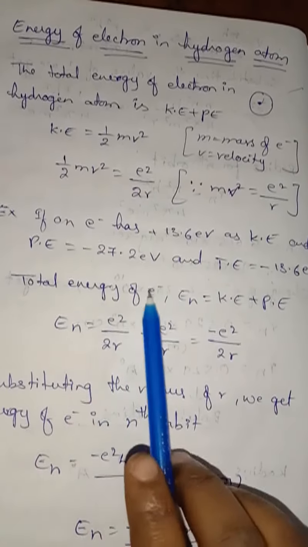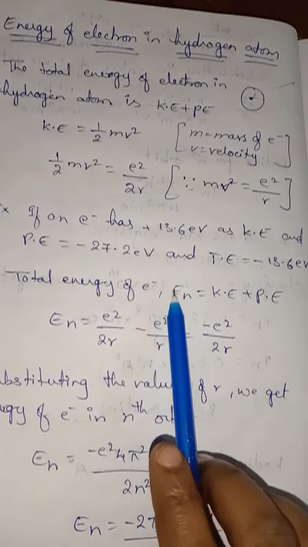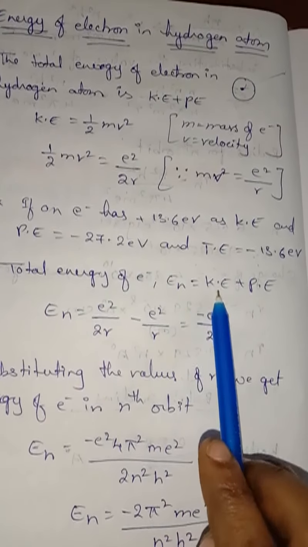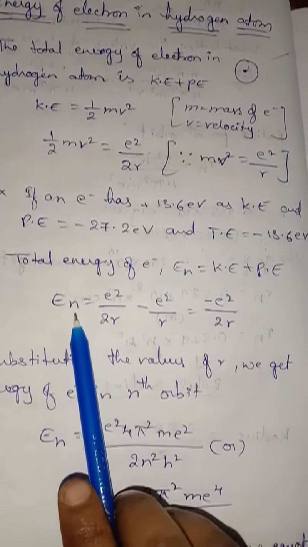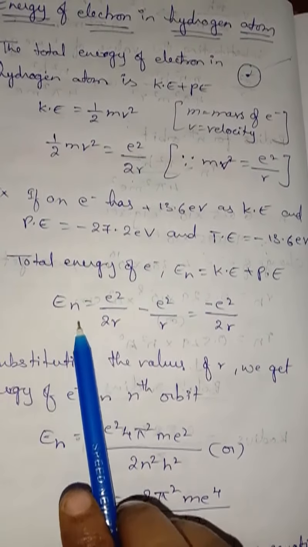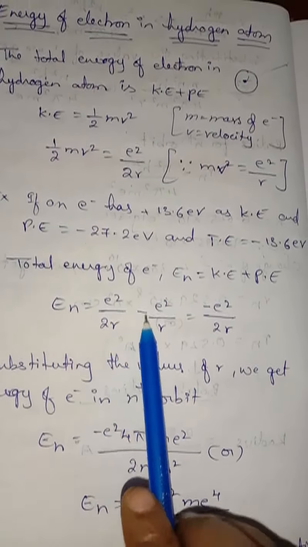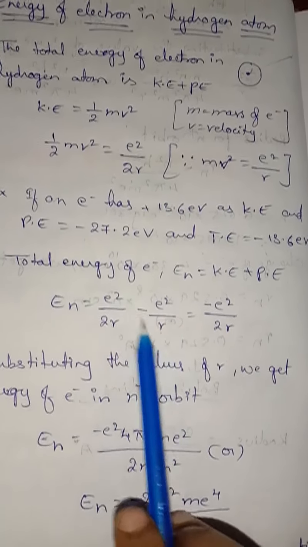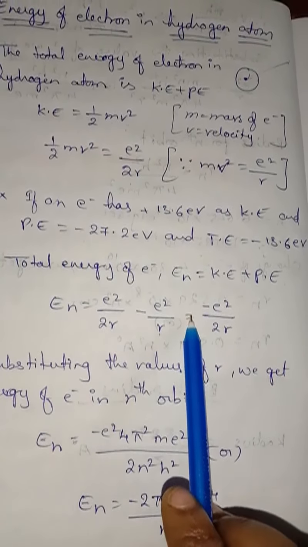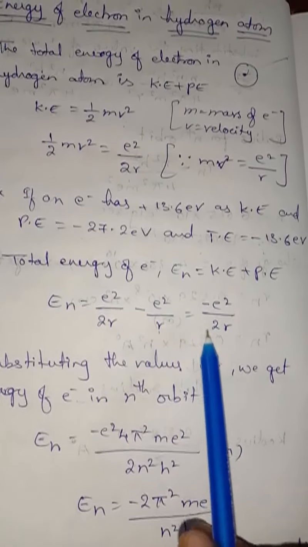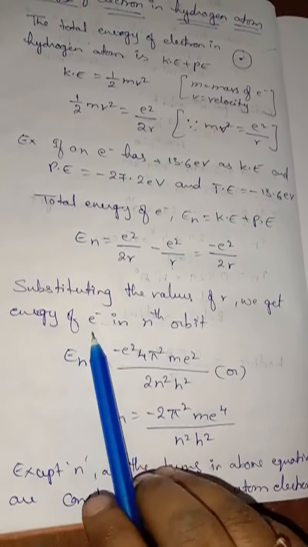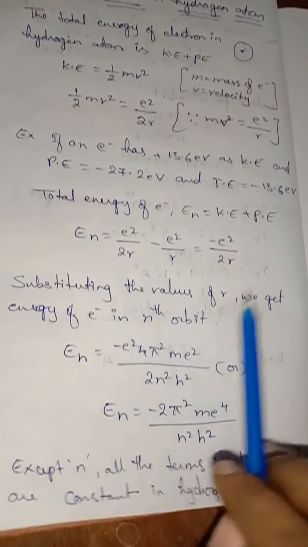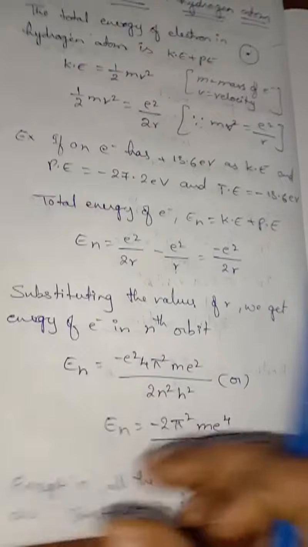The total energy of an electron in nth orbit equal to KE plus PE. So for this expression, En means nth orbit I said. So En equal to e square by 2r minus e square by r, so that you can write it as minus e square by 2r. Understand, children? So substituting the values of r, we are going to get the energy of an electron in nth orbit.